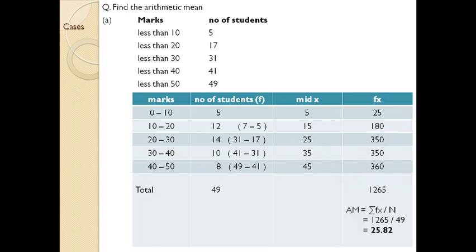So the equation is sigma fx by n. Sigma fx is 1265 divided by n, which is 49. So 1265 by 49, you got the mean of the given values. So this is how you have to find the arithmetic mean whenever a class is given like this.